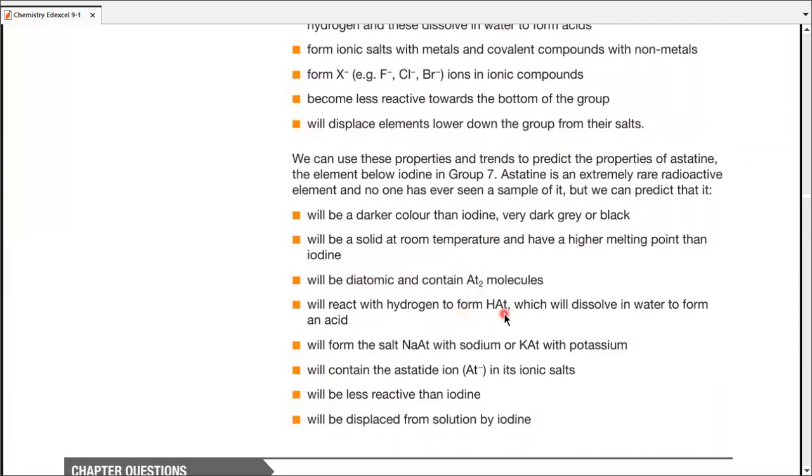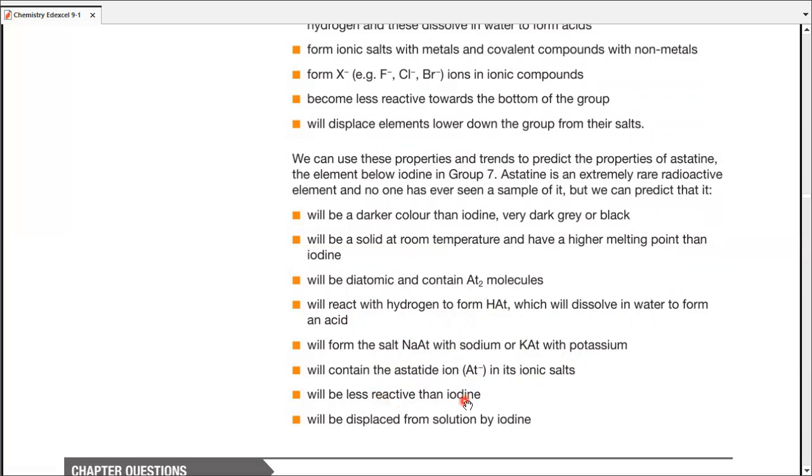With hydrogen, it is going to form HAt. HAt will easily dissolve in water. It will form an acid. With metals such as sodium, it would form NaAt, the salt, or KAt with potassium. These salts will be soluble in water. These would be white colored ionic salts, in which there would be the astatide ion, which forms after the gain of one electron. It would be less reactive than iodine.